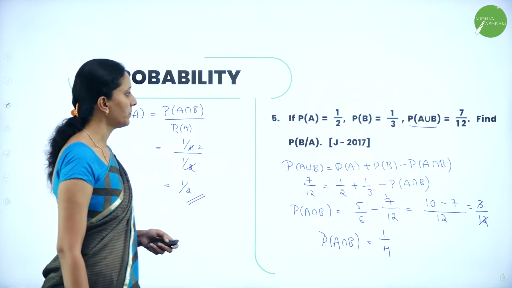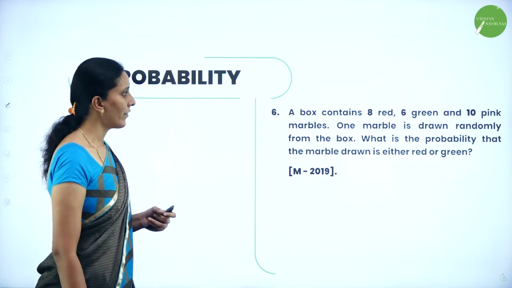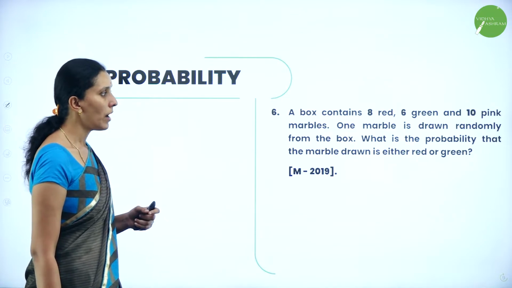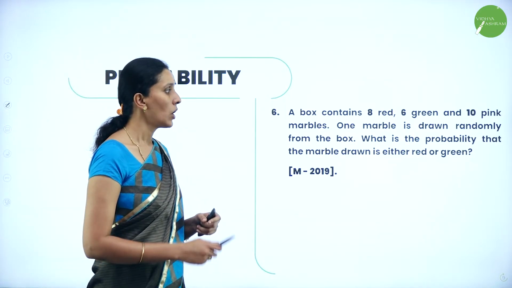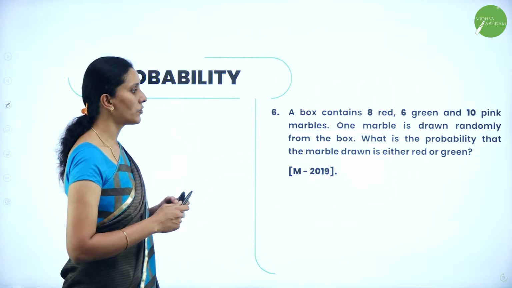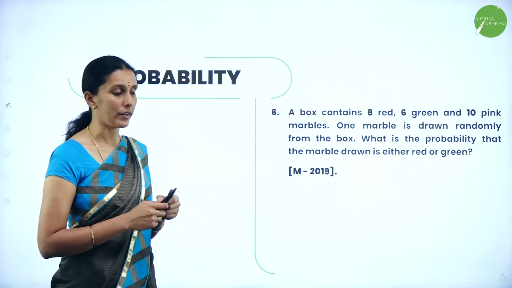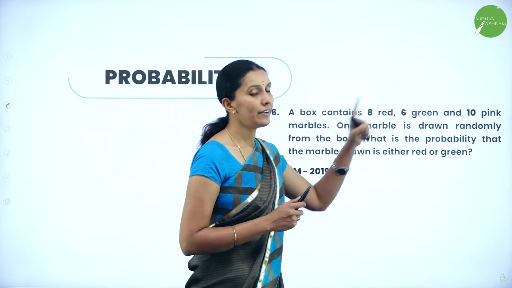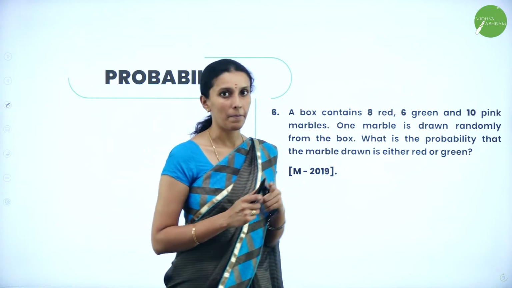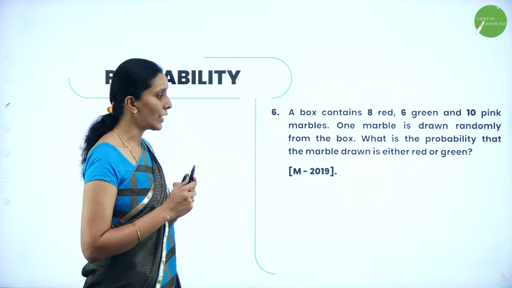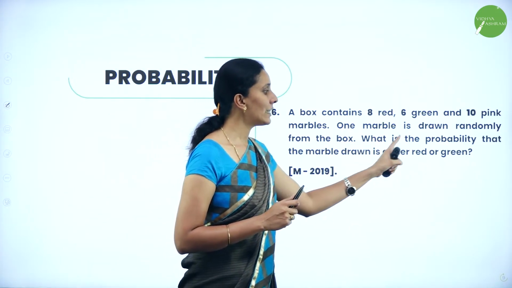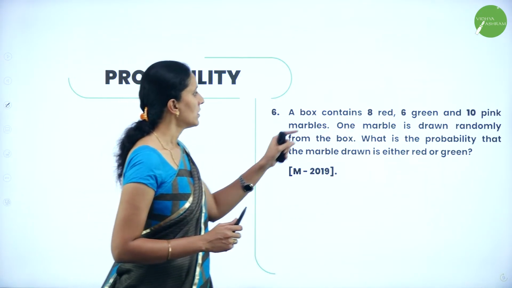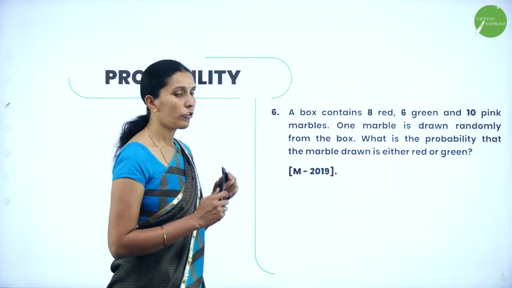So next question. A box contains 8 red, 6 green and 10 pink marbles. One marble is drawn randomly from the box. What is the probability that the marble drawn is either red or green? So we need to select only one marble out of 24 marbles, 8 plus 6 plus 10. And they have also given the condition that it must be either red or green marble. Now let's see here. So probability of getting red out of 24 marbles.